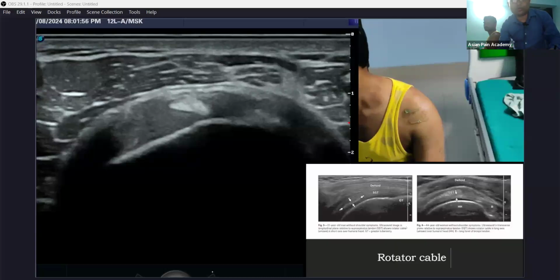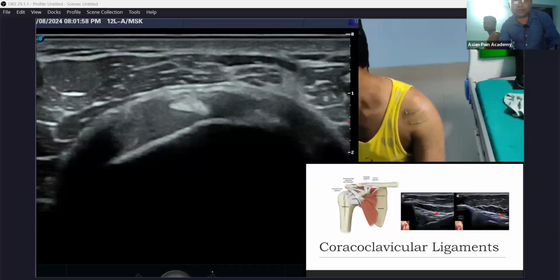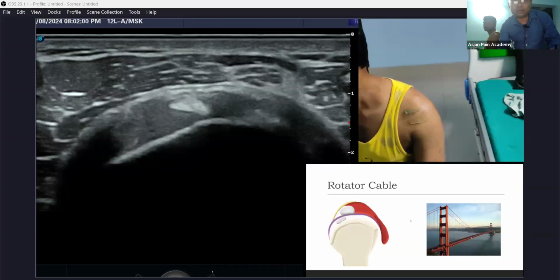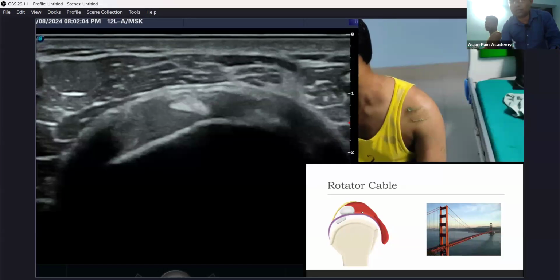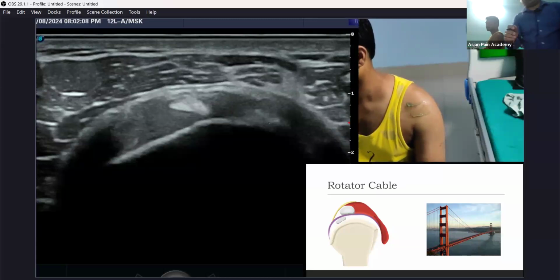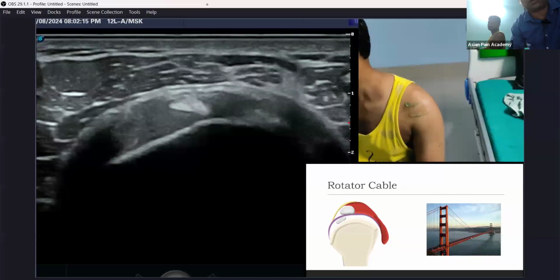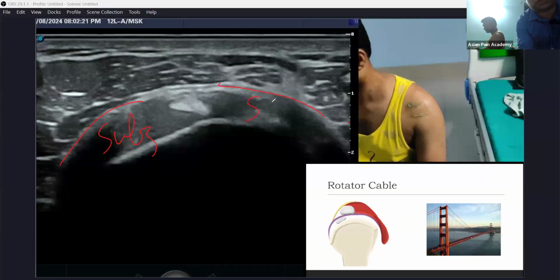Rotator cable. So rotator cable, if you want to understand, you see rotator cable. What is this rotator cable? This picture is good enough. So here, as I told you, this is the medial side and subscapularis, this is the lateral side and supraspinatus.